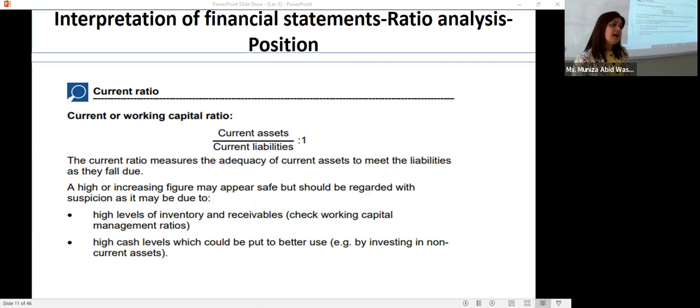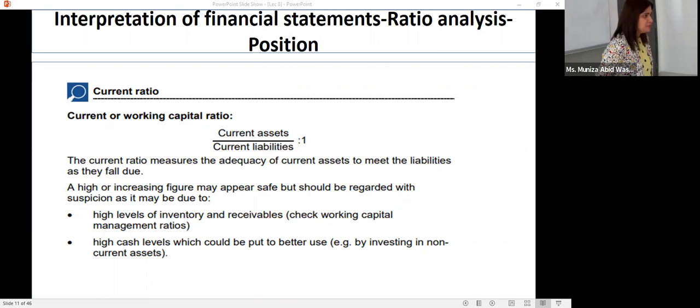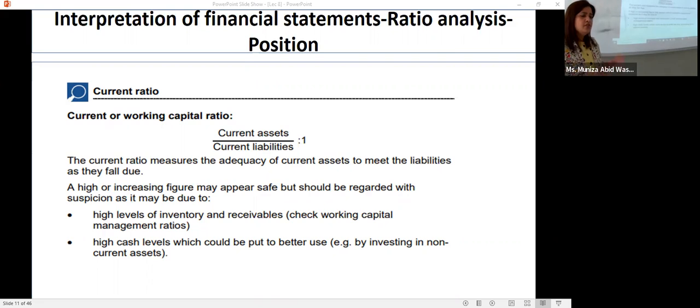So if the current assets are more than the current liabilities, it means that whenever the short-term liabilities of the company become due, the company will easily be able to pay them off. The company will be able to fulfill its short-term liabilities if the answer to this ratio is more than 1. So normally we say that a current ratio of 1.2 is favorable. Not lesser than that, not more than that.